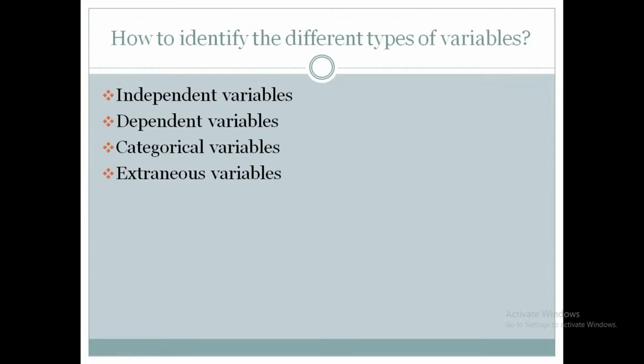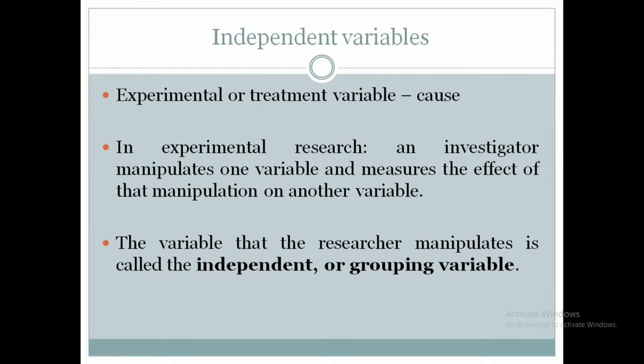Now, the next step is to identify the types of variable. There are several types of variable. Over here I have included 4 types of variable. First is independent variables, dependent variables, categorical variables, and extraneous variables. Now, in that, first, independent variables.